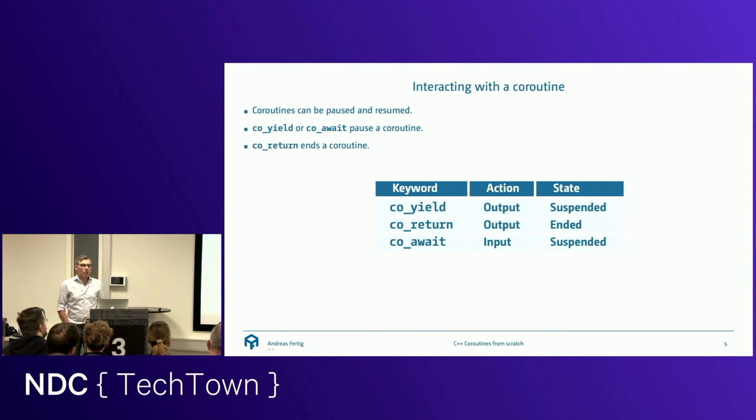How can you interact with a coroutine? As I already said, we have three new keywords to work with coroutines. Whenever you see such a keyword, you know you're looking at a coroutine, and by that, this function must satisfy a couple of requirements. But first of all, we have the three new keywords: co_yield, co_return, co_await.